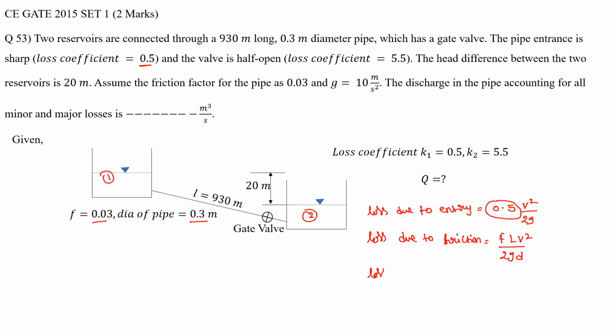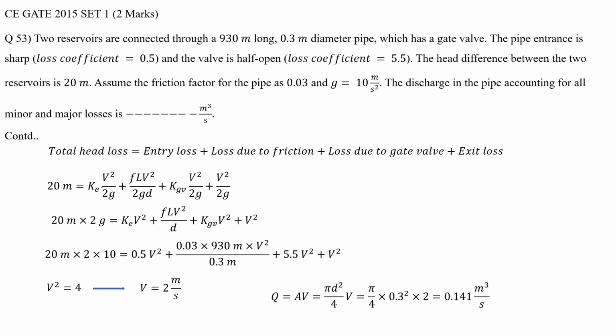And loss due to gate valve: 5.5 V square by 2g. Correct. And the loss due to exit: V square by 2g. Correct. Now let's sum all these losses and equate to the total head loss. So the total head loss is 20 meters, and these are the head losses we encountered, and the flow is taking place from reservoir 1 to reservoir 2.